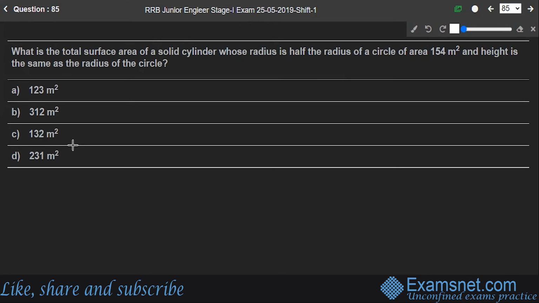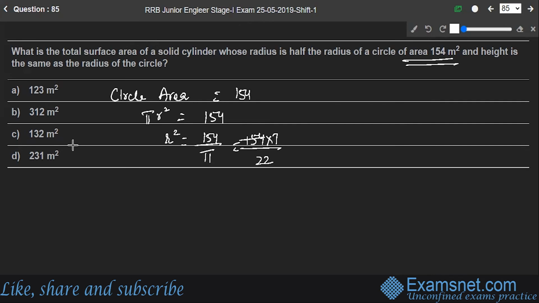What is the total surface area of a solid cylinder whose radius is half the radius of the circle of area 154 square meters, and height is the same as that of the radius of the circle? So first thing, you have a circle. Circle area is given to you as 154, pi r square, where r is the radius of the circle. So r square is equal to 154 upon pi, which is 154 upon 22 by 7. This will be equal to 49, so r square is 49. From here you have r as 7 meters.